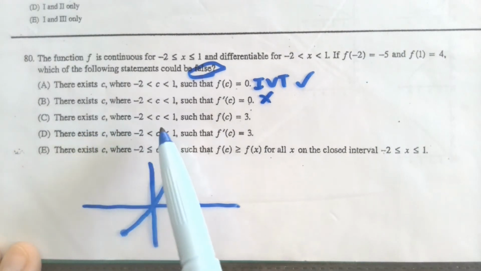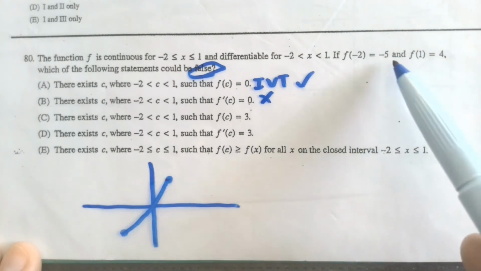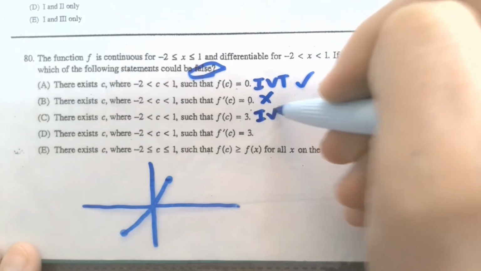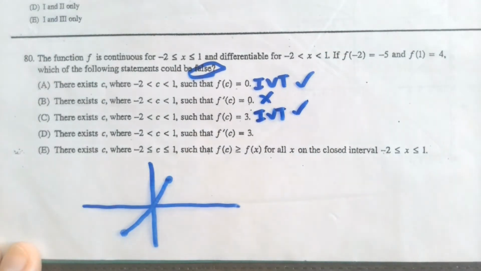C, there exists a c on our interval that f of c equals 3. Well, 3 is in between -5 and 4. So again, by the intermediate value theorem, we are guaranteed a y value of 3.